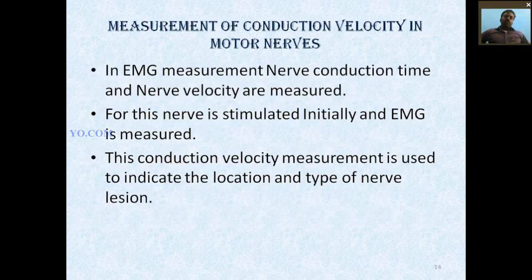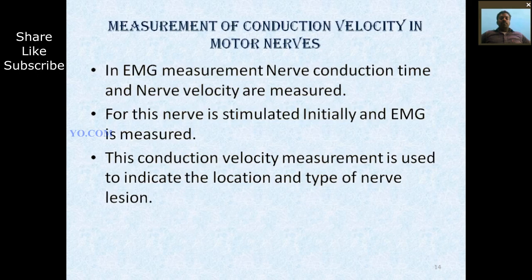These are the methods used here. The nerve conduction time and nerve velocity are measured. That is T1, T2, and the nerve velocity V is calculated from T1, T2, L1, L2. For this, the nerve is stimulated initially and the EMG is measured. So initially we stimulate the nerve system by using another device, and after that we measure the EMG.